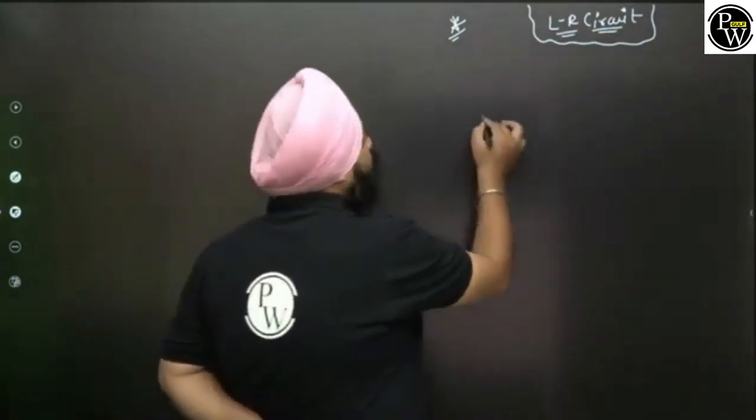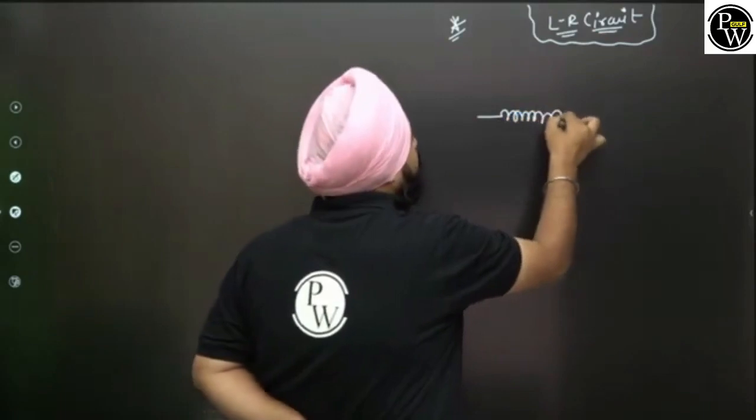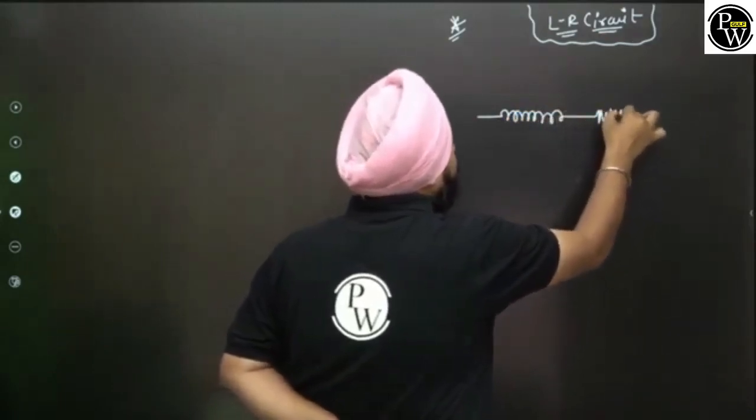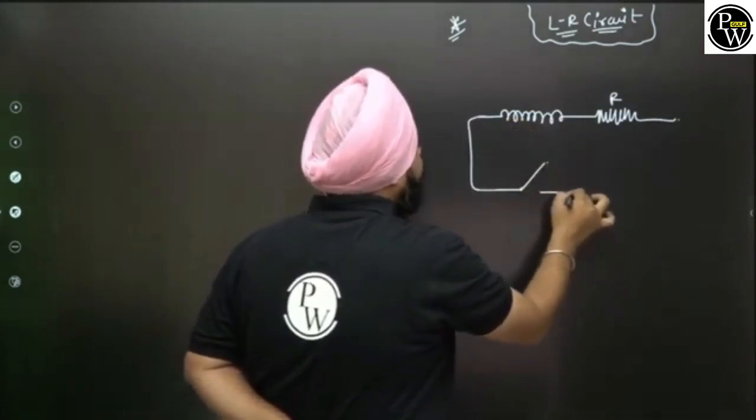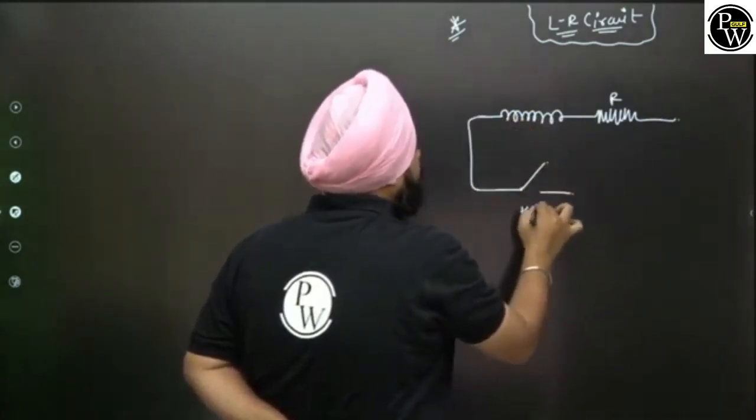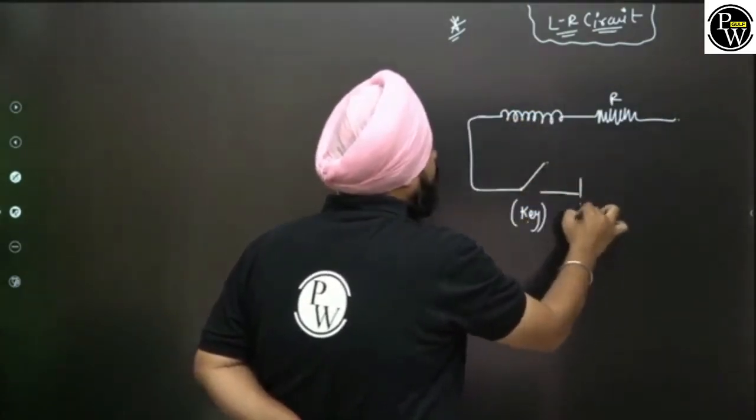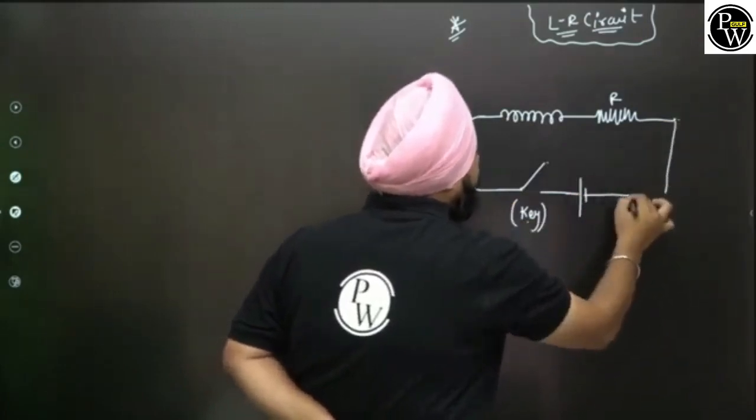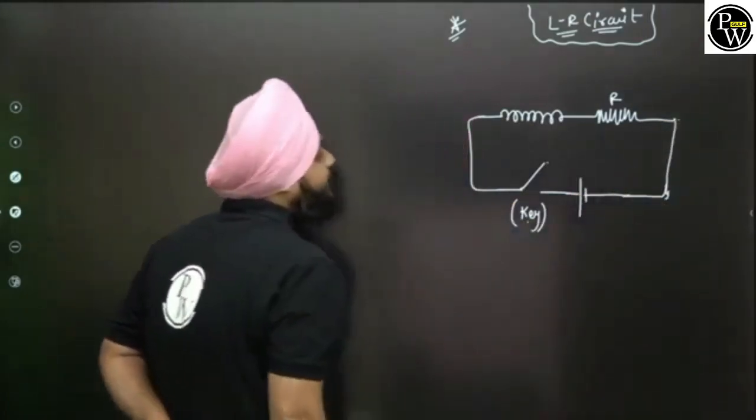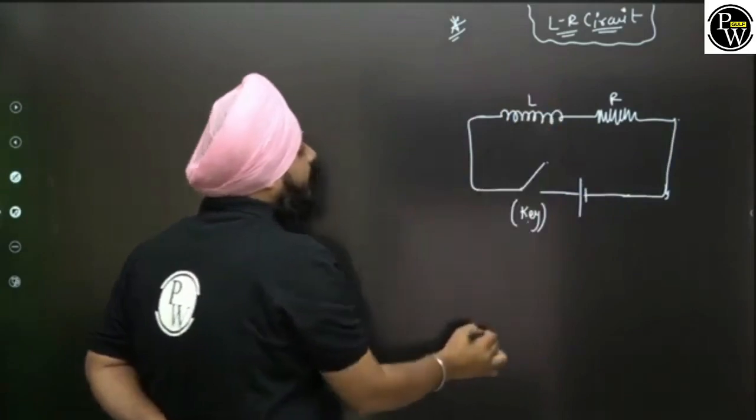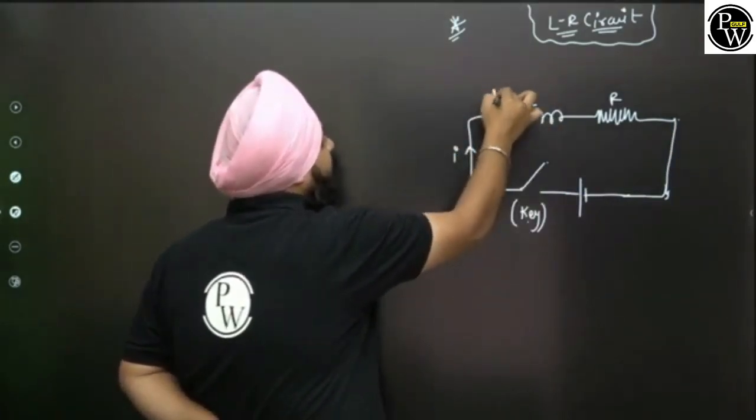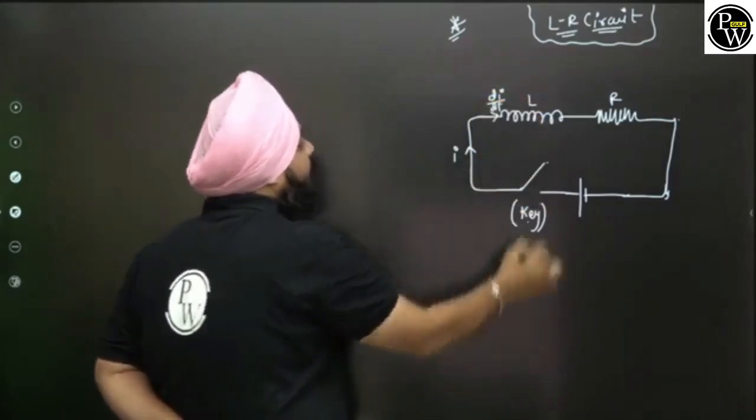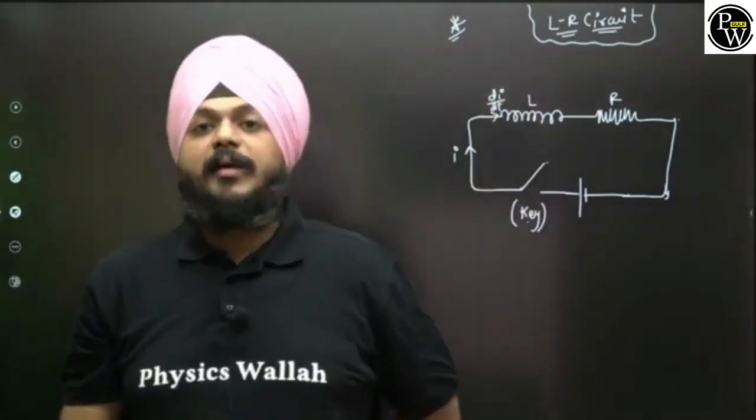Now, suppose we have one circuit. This is an inductor, this is a resistor, this is a key, and this is a DC supply. This is L, this is R. The current in the circuit is i, and we have di by dt, the rate of change of the current.